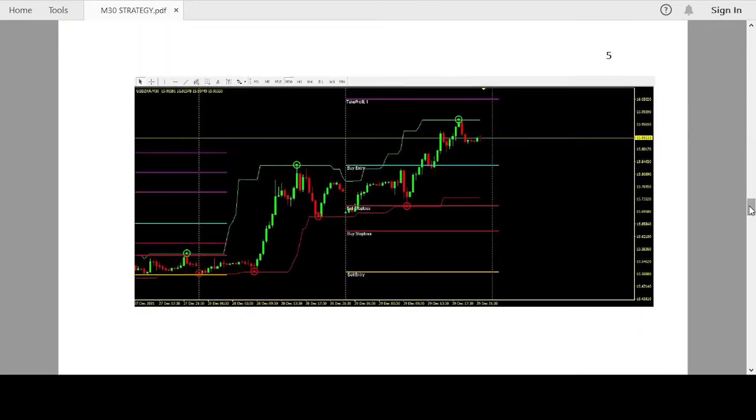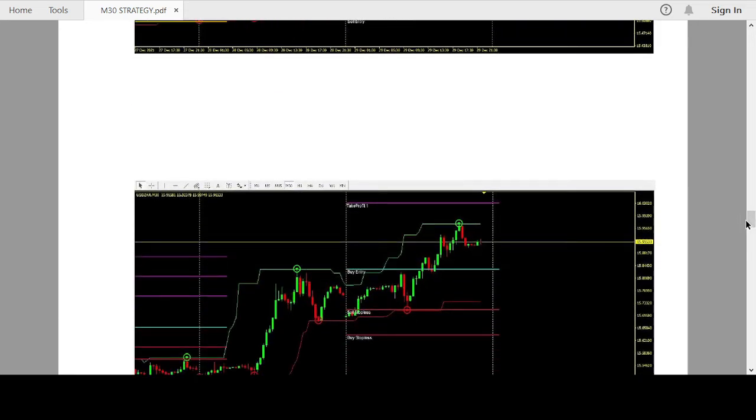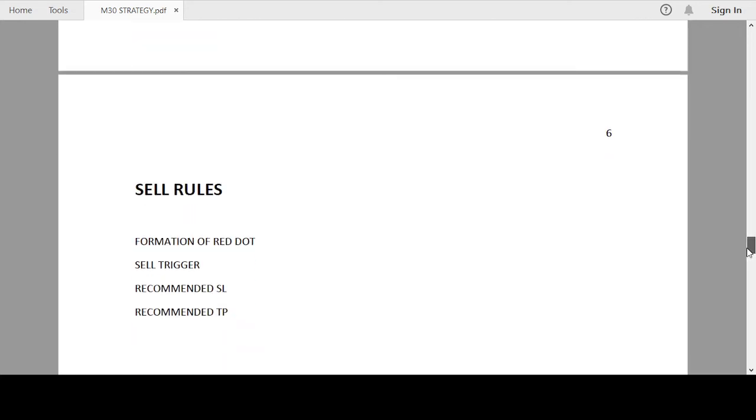Here's a similar example right here. There was a green circle dot. You can see later the market triggered the buy right there, and then the market continued to rise. It almost hit take profit 1. It's probably going to progress and hit that level in some hours. But anyways, guys, that's what it is.